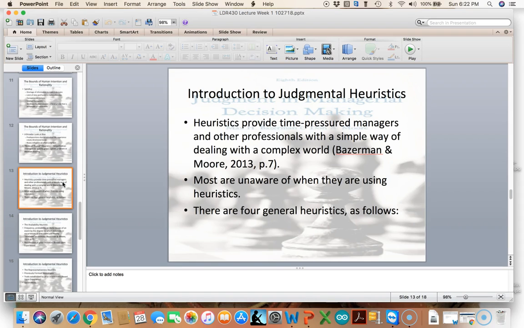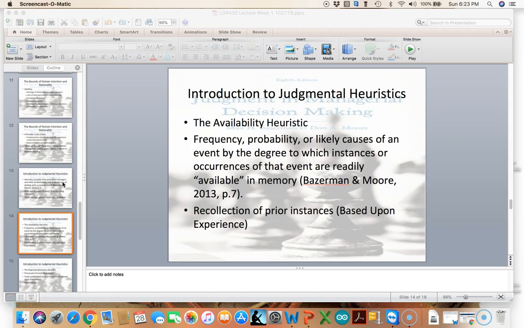Heuristics provide time-pressured managers and other professionals with a simple way of dealing with a complex world. Most are unaware of when they are using heuristics. There are 4 general heuristics, and we're going to discuss them. First, let's talk about the availability heuristic. And this has to do with frequency, probability, or likely causes of an event by the degree to which instances or occurrences of that event are readily available in memory. We've dealt with something like this before.